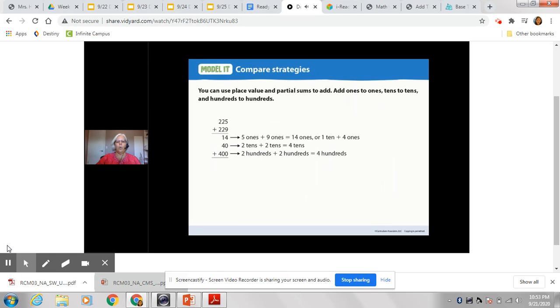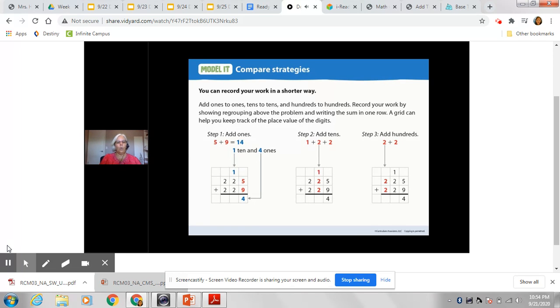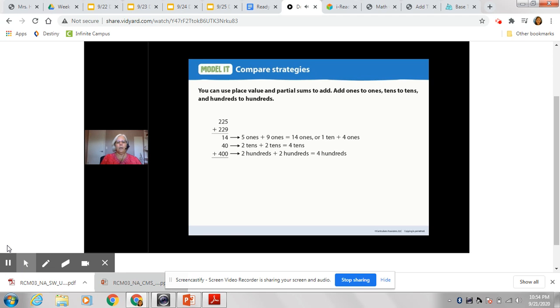In this example, we added the ones first and got 14. 5 plus 9 equals 14. In this example, we wrote the 14 below the problem as a partial sum. In the algorithm, the difference is that we carried that 1 over to the tens column because we know that we regrouped the ones to make another 10 here. The rest of the problem is pretty similar. 2 tens and 2 tens to make 4 tens here, and then 2 hundreds plus 2 hundreds equal 4 hundreds.